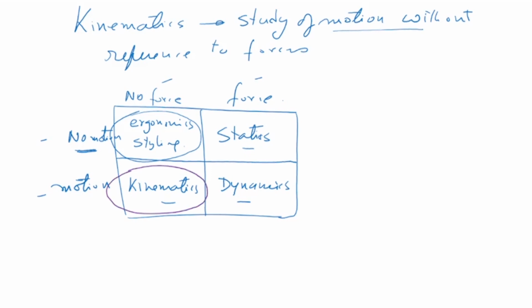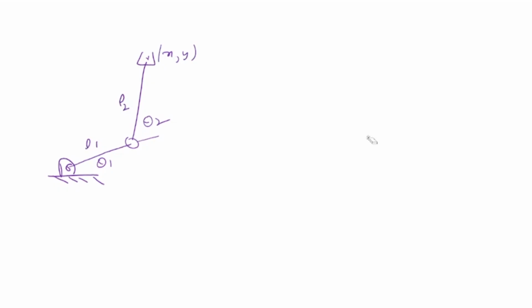Now we are talking in terms of kinematics, that is, we'll study the motion of the manipulator without reference to forces. Now, in the case of a two-link manipulator, two-link again because we want to keep it simple, this is theta 1, and this is my theta 2. This is my point xy. This is my link length L1. This is my link length L2. Now, kinematics can be divided into 2 parts: forward kinematics and inverse kinematics.